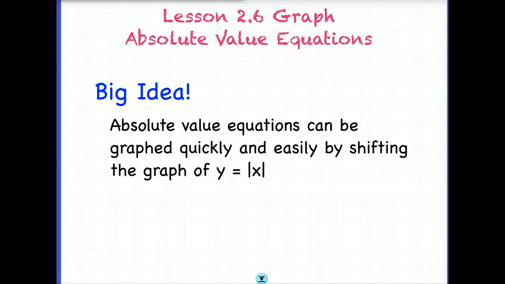In this lesson, 2.6, you will learn how to graph absolute value equations. The big idea here is that absolute value equations can be easily graphed by shifting the graph of y equals absolute value x, and I'm going to show you how to do that.